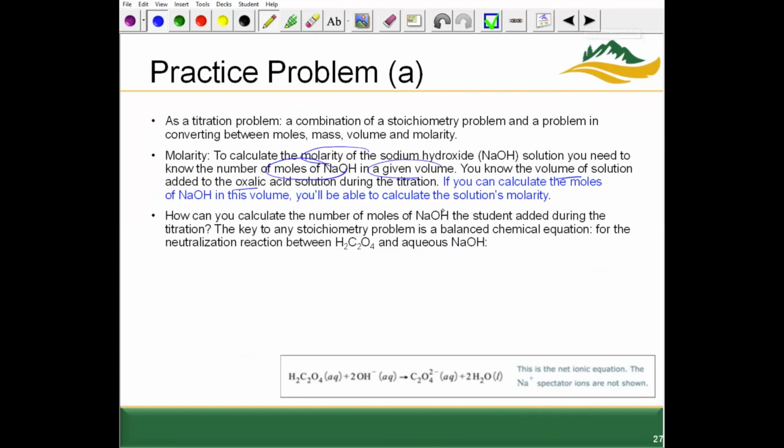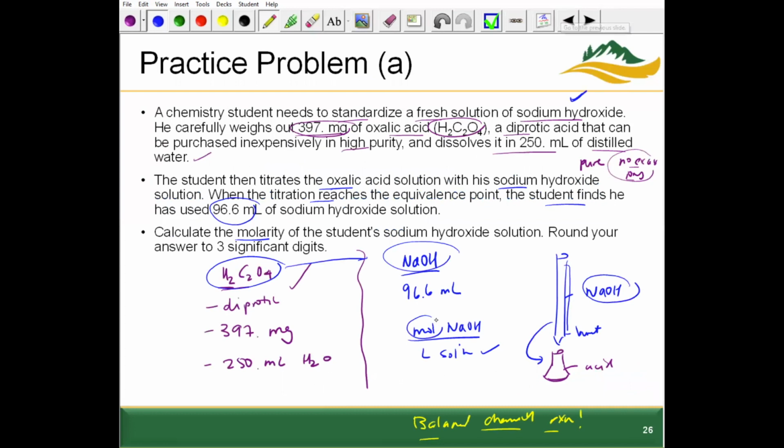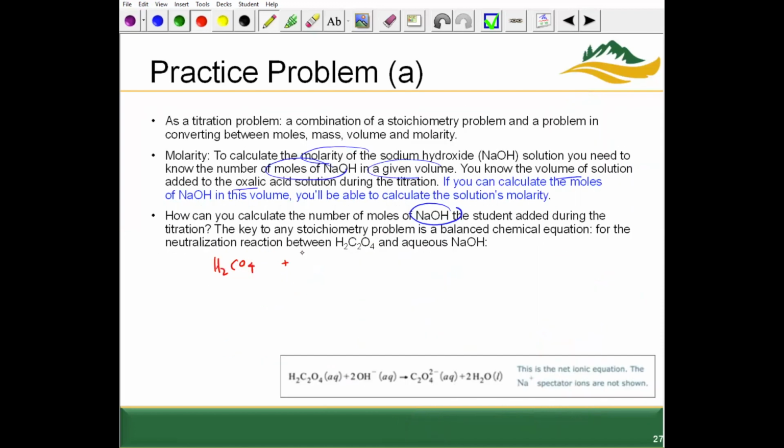How do we calculate the number of moles of sodium hydroxide? Well, of course, we need this balanced chemical reaction between our acid and our base. So H2CO4 combines with sodium hydroxide to always form a salt and water, right? So our water here, we can write out H2O. To figure out our salt, we have Na+, definitely as our cation from the base. What about our anion from this acid?